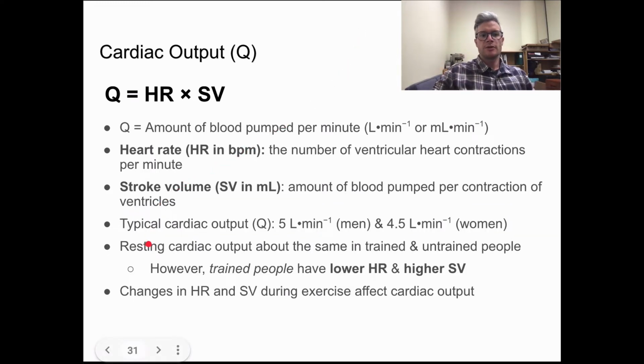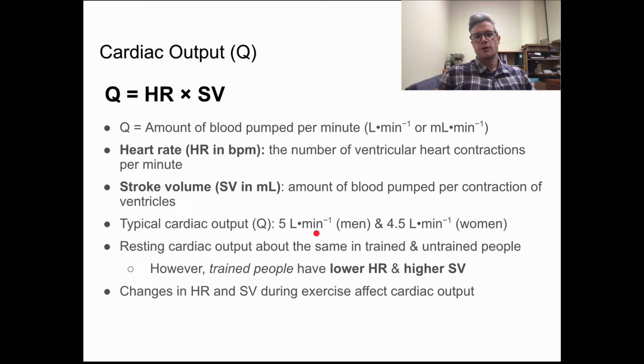So again, our typical cardiac output for men tends to be a bit higher, largely because they have larger bodies, and women tend to be a little bit smaller by about half a liter. So that's about 5 liters per minute for men as far as their cardiac output, and 4.5 liters for women.